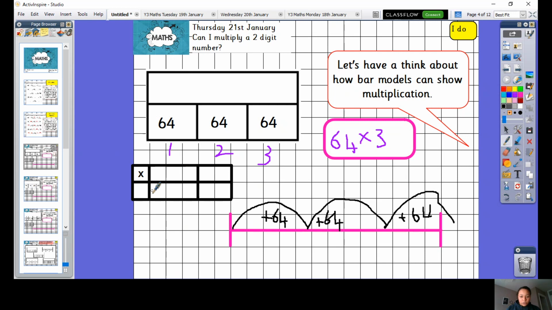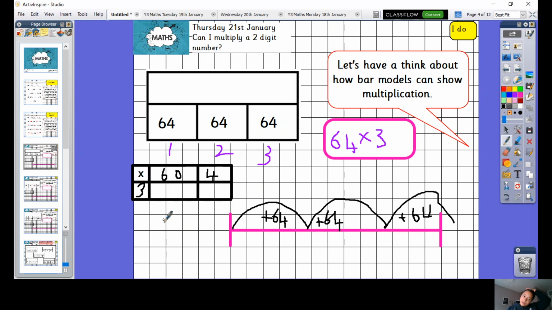So if I'm doing 64 times 3, I'm looking at my calculation. Once again, I want to partition the 64 into the top 2 boxes. So 10s and 1s, so 60 and 4. And then the 3, the 1-digit number I'm multiplying by, goes underneath.